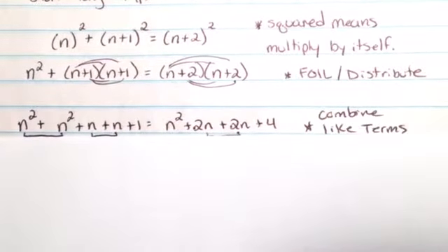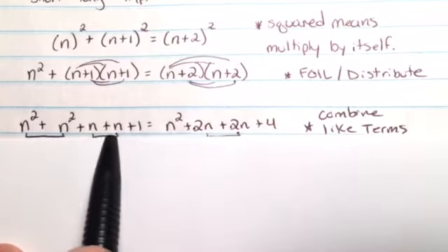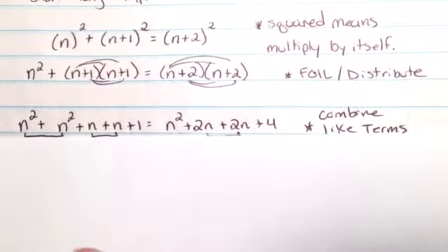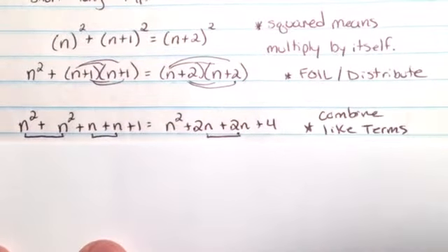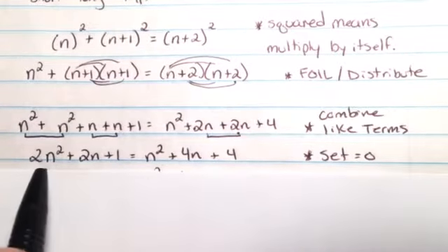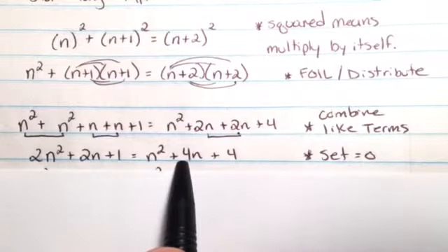I need to go ahead and combine like terms. All right, I've got an n squared here and here. I can combine those. And then 2n and 2n. All right, combine those up. We get 2n squared, 2n, 4n.